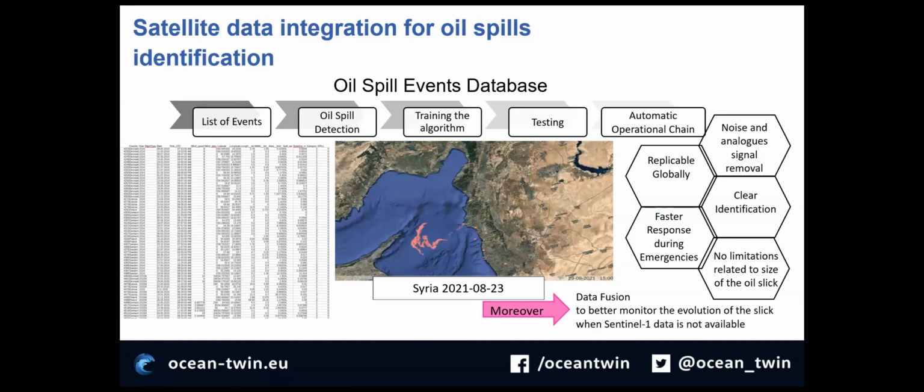This will help us with faster response during emergencies, and the idea is to, of course, remove the human interaction. We're in the digital twin world, so we need to have an automatic operational chain. And this is our end goal, and to integrate this into our forecasting systems in Iliad.